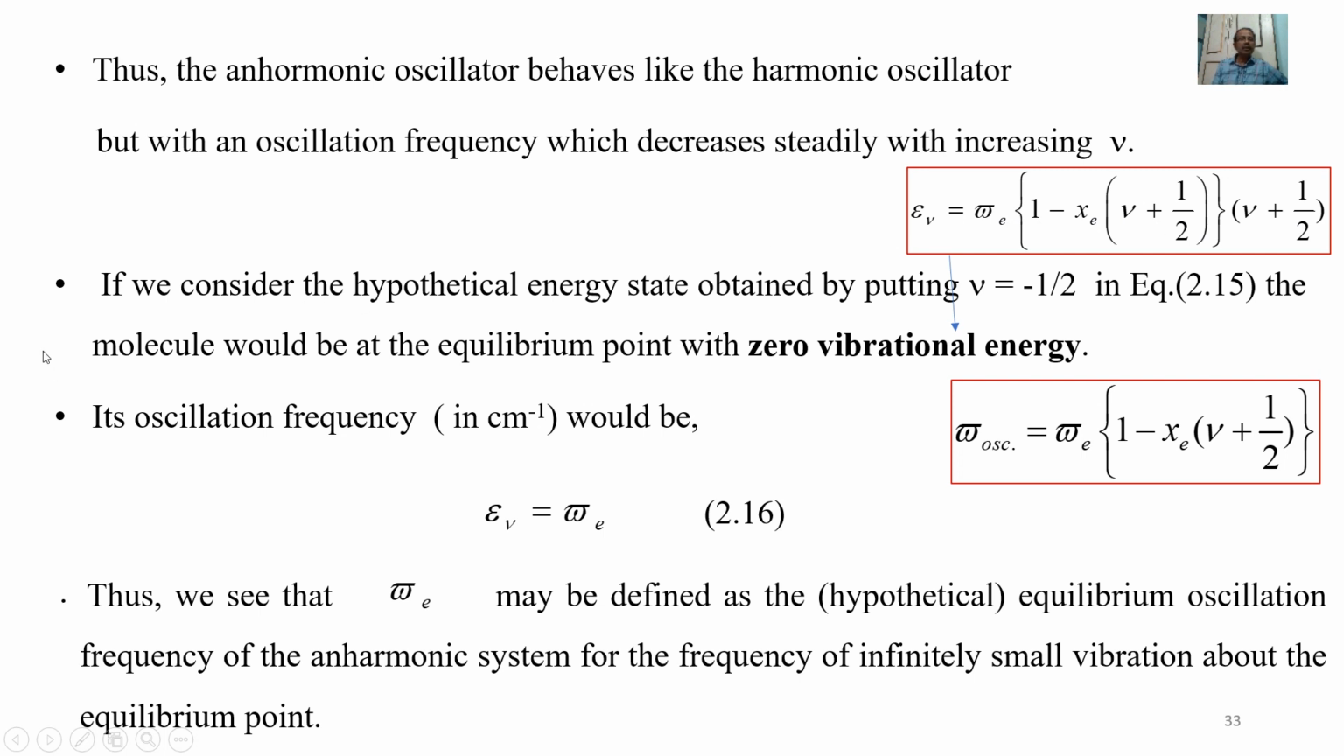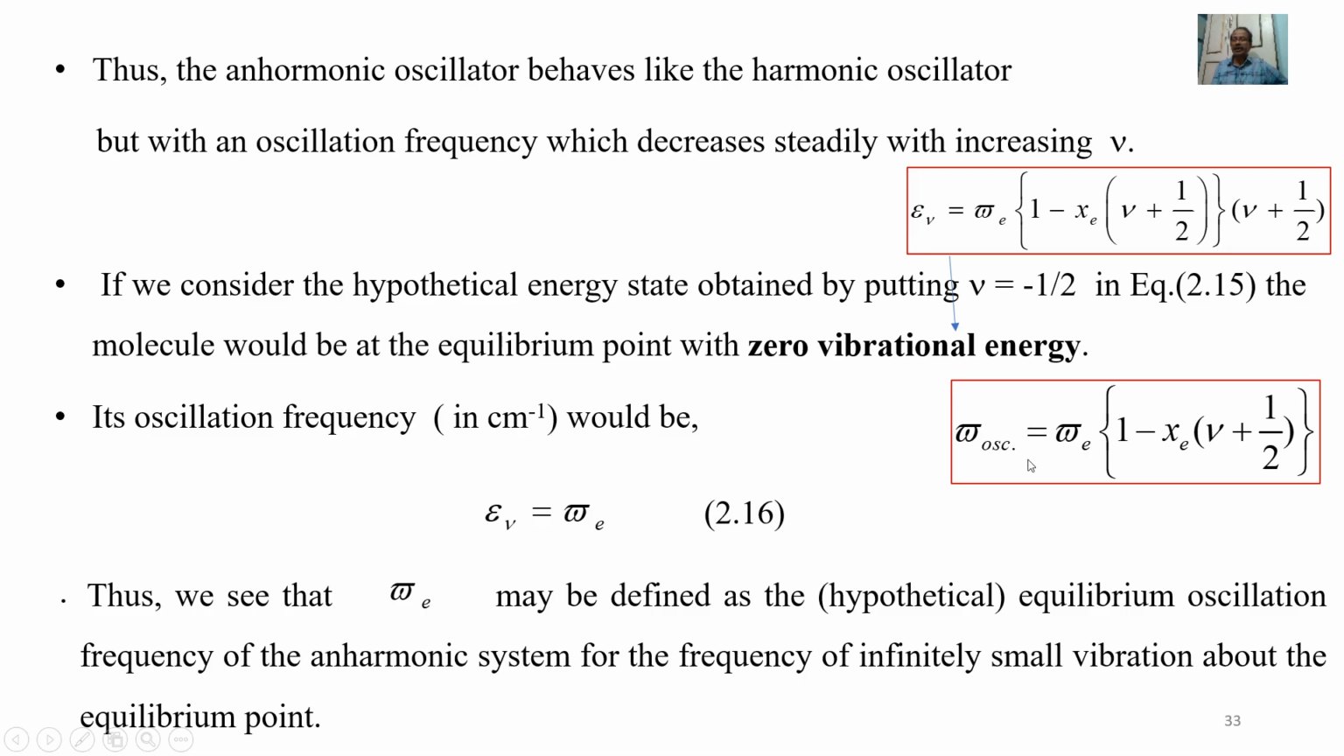If you consider the hypothetical energy state obtained by putting nu equal to minus 1 by 2 in equation 2.15, you substitute nu equals minus 1 by 2, and minus 1 by 2 plus 1 by 2 gives 0. The total expression becomes 0. What we call this is zero vibration energy. This is just a hypothetical energy state.